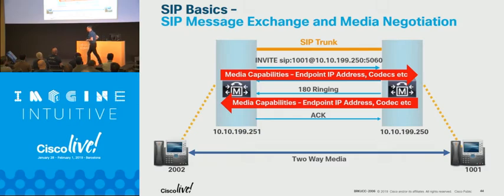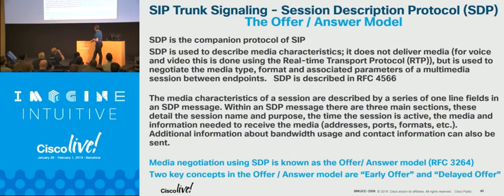Okay. So this piece, SDP, is defined in 3264. So the two RFCs that you should read are 3264 and 3261. And this is called the offer-answer model. So this is about this exchange of characteristics between the two systems to establish the call. But the two key things here that you'll see in the offer-answer model are what's called early offer and delayed offer. If you take nothing else away, understand what these are, because these are the most impactful things in terms of designing a multi-trunk network.